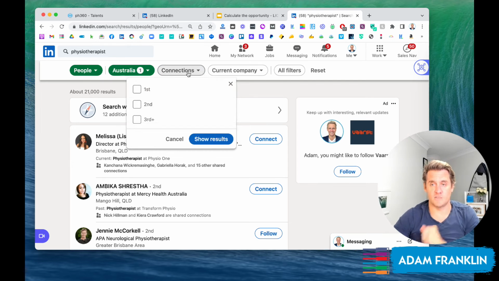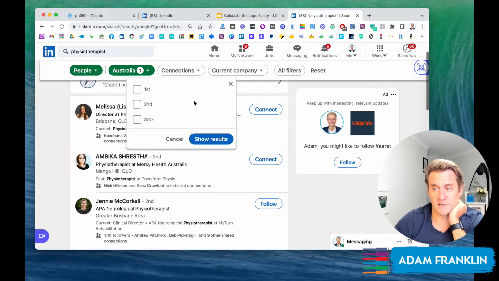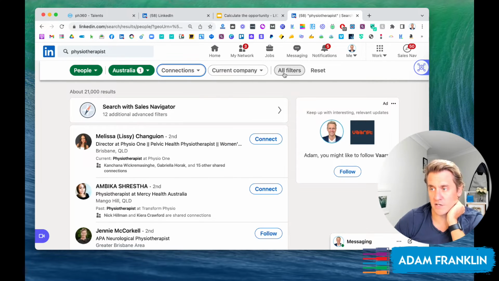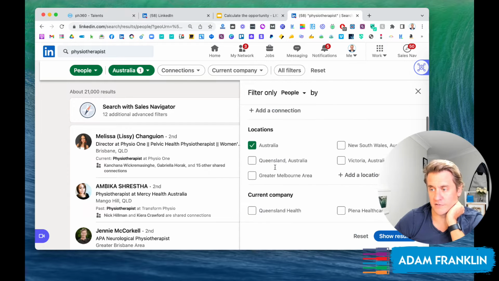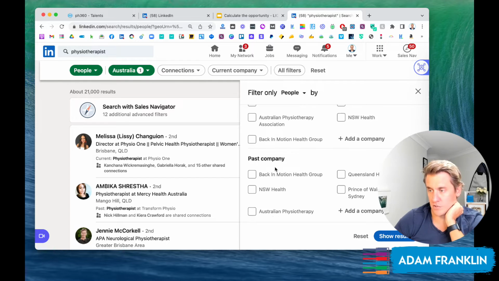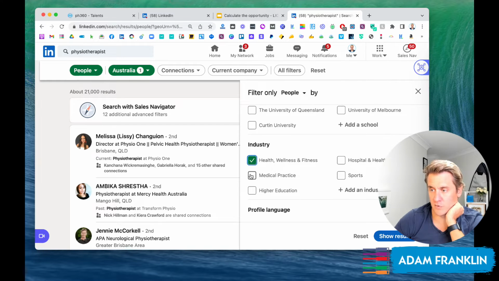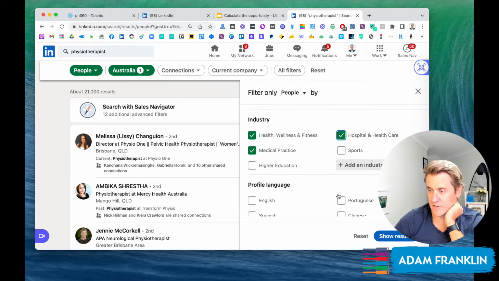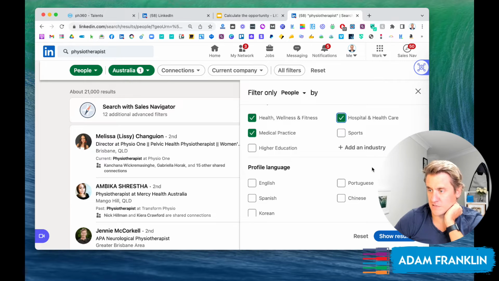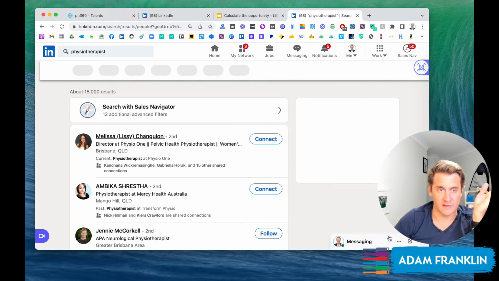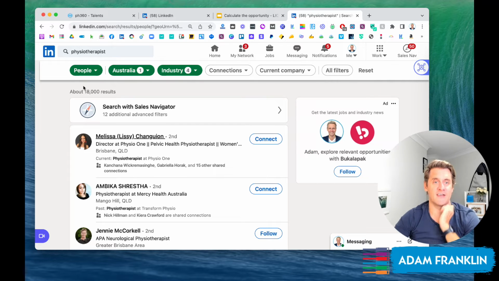We can search by first, second, or third degree contacts, and we don't need to worry about that yet. And you can also search by all filters if you wanted to maybe just do certain industries like health and wellness, medical practice, hospital and healthcare. So if they're physios in these areas, or even sports physios, that's another layer of filtering we can do. So 18,000. All right, that feels pretty good.